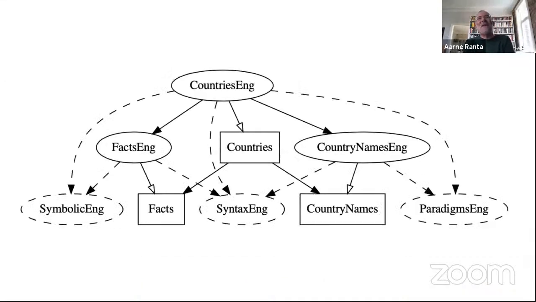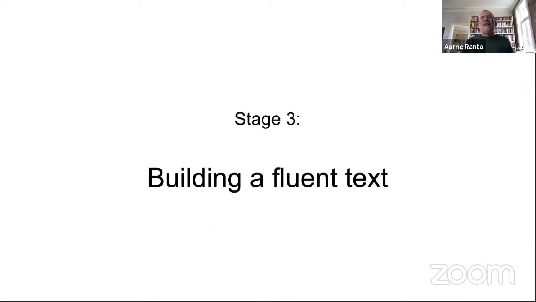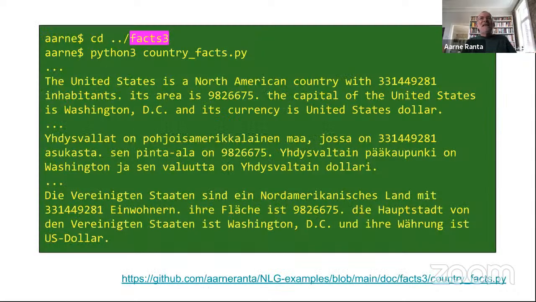What you have now is, of course, a much more complex system, but it's still very systematic. So you have the countries, facts, and country names, and you have their concrete syntaxes, and then you use the three resource grammar APIs: symbolic, syntax, and paradigms. Okay, so now we have built grammatical text for different languages so that each individual fact gets generated separately. Now we want to make the text more fluent, and here is how it would look.